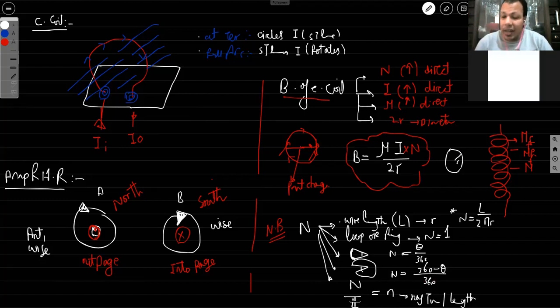If he gives you a wire length and the radius of a loop, we have to make N equal L over 2 pi R. In case of a loop or ring, we have N equal to 1. In case of an angle theta facing an arc, it will be theta over 360. If we take a part of a loop and we need the rest of the loop, it will be 360 minus theta over 360. While in case of number of turns per unit length, we have to multiply it by L in order to find the number of turns.